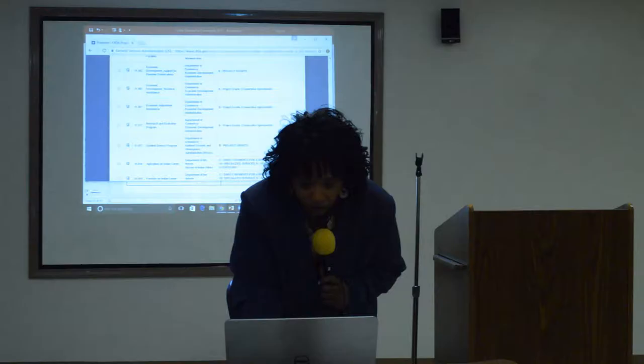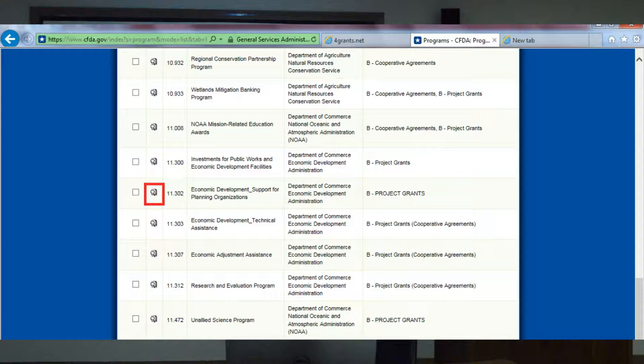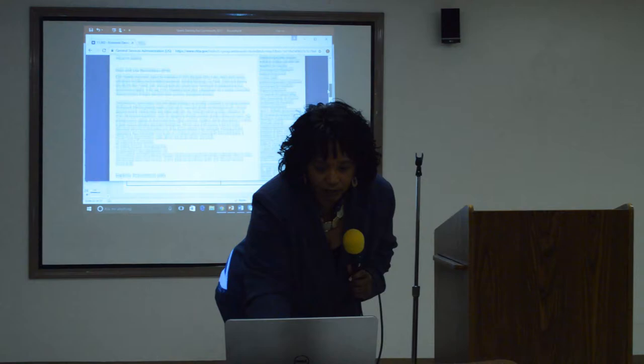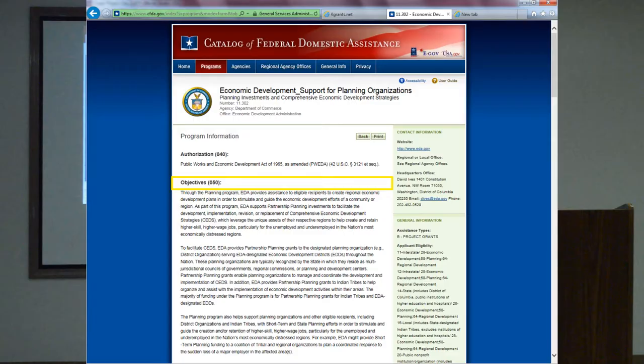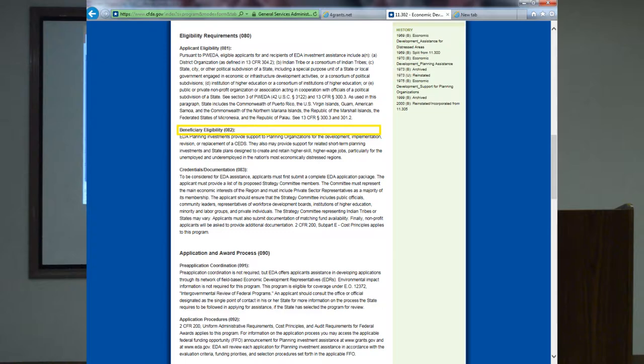Okay, 11.302. So when you want extra information, you click this little, what is this called over here? The timer or magnifying glass. It looks kind of like a magnifying glass. Search icon. And here it is. So it gives you the objectives, the uses and restrictions, eligibility requirements, beneficiaries, who is eligible for this, credentials, documentation, application and award process, procedures, deadlines.